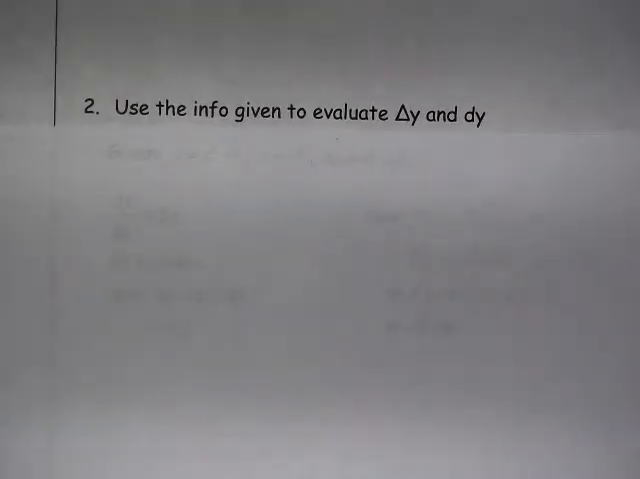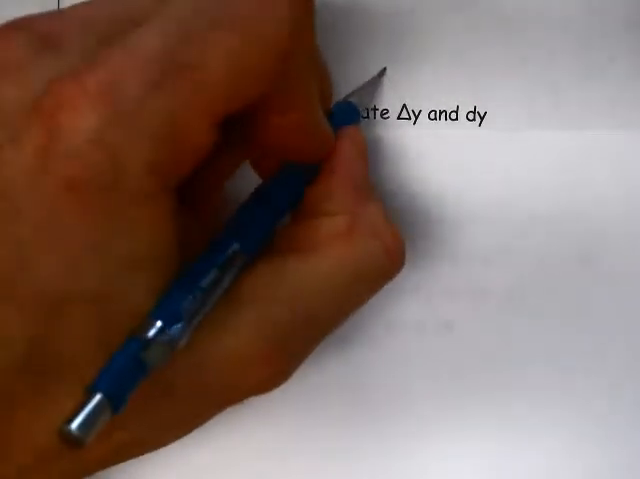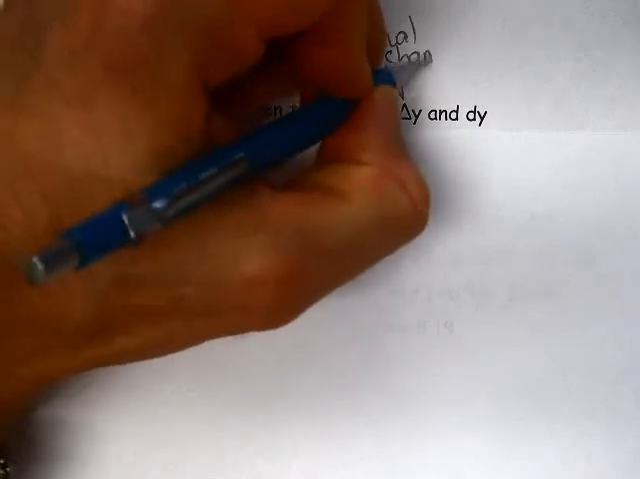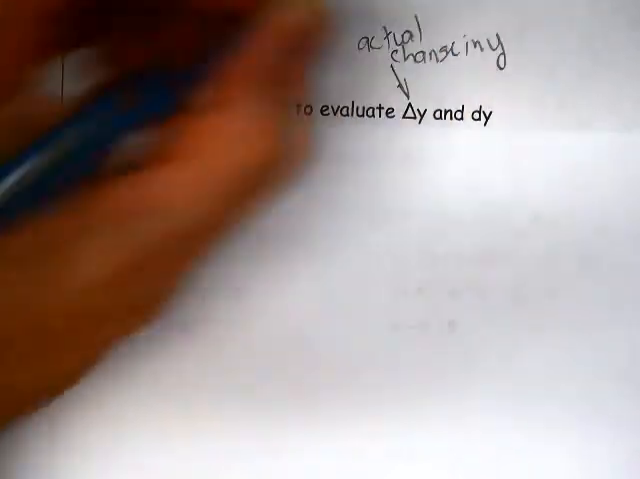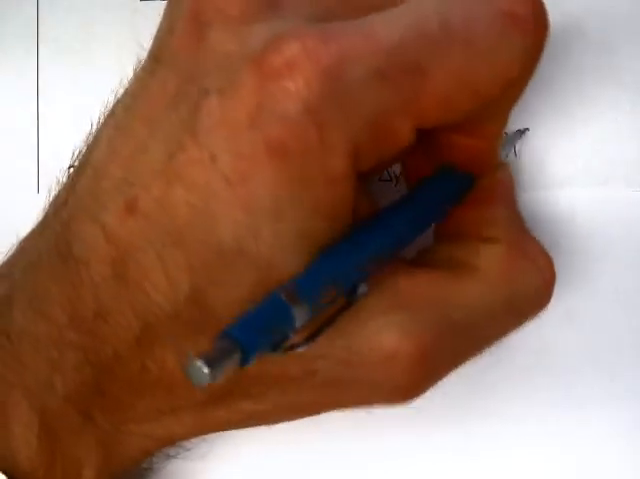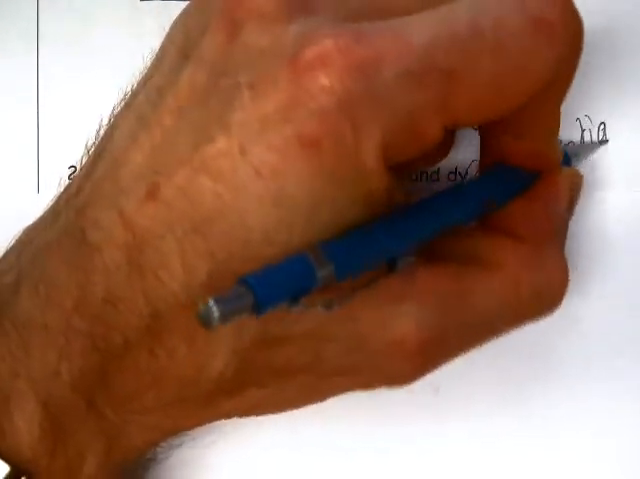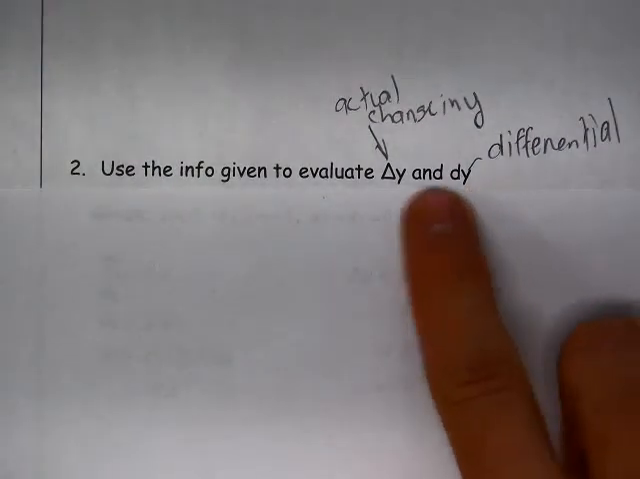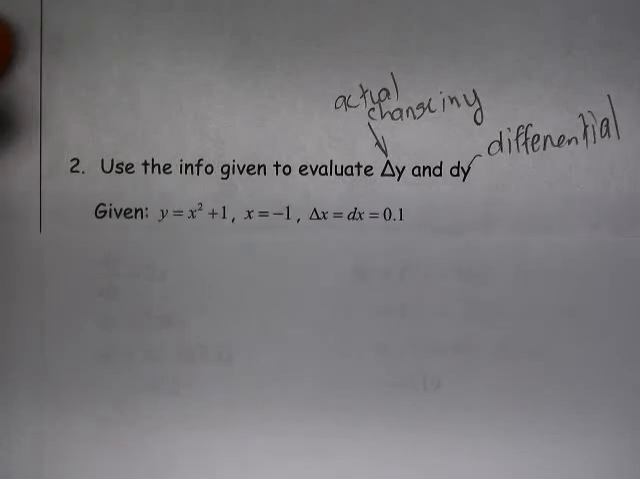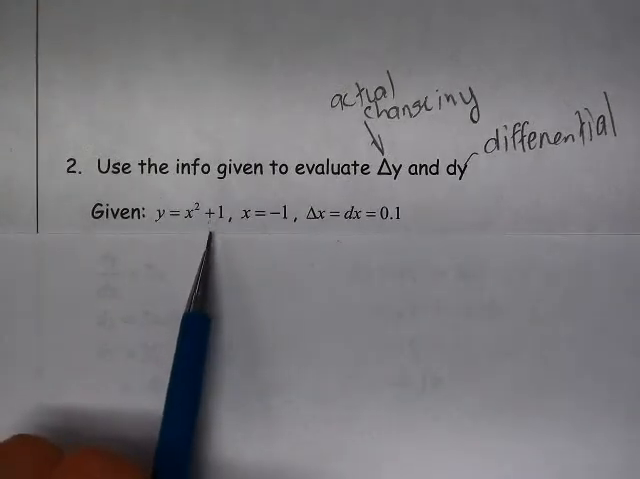All right, so here we're going to evaluate delta y and dy. So here it's really important that we understand the difference between those. Remember, delta y is the actual change in the y value. Right? dy is the differential. And it provides us with an estimate of what this actual change in y might be. This function is a pretty simple function, so we'll be able to find both.